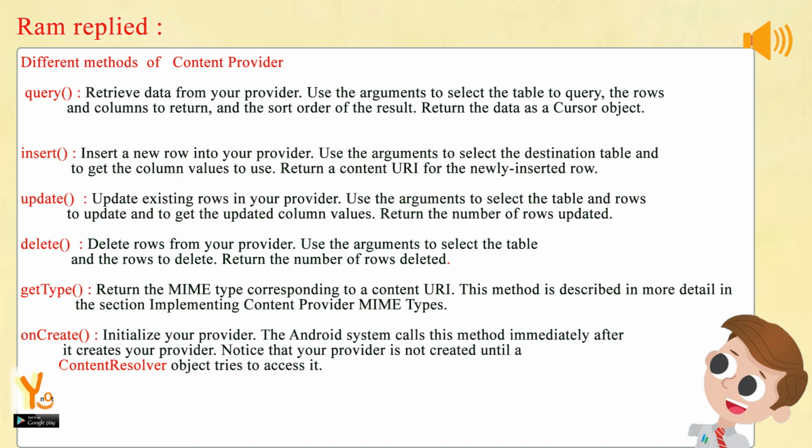Update. Update existing rows in your provider. Use the arguments to select the table and rows to update and to get the updated column values. Return the number of rows updated.